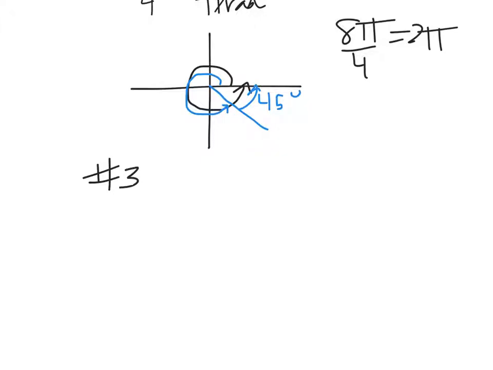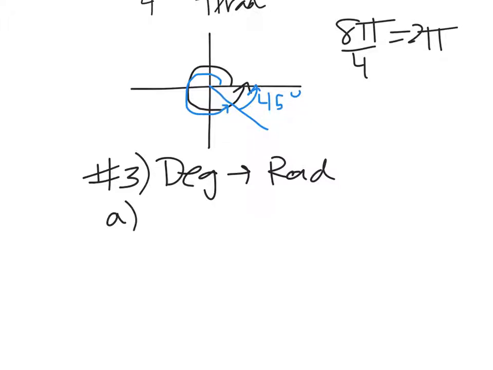All right, let's do number 3 now. Let's go the other way. Let's convert degrees to radians. So let's do 130 degrees. Let's find out how many radians that is. And leave it in terms of pi, okay? Leave it as a fraction.